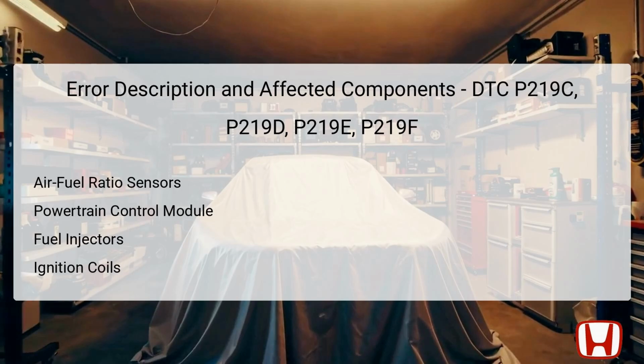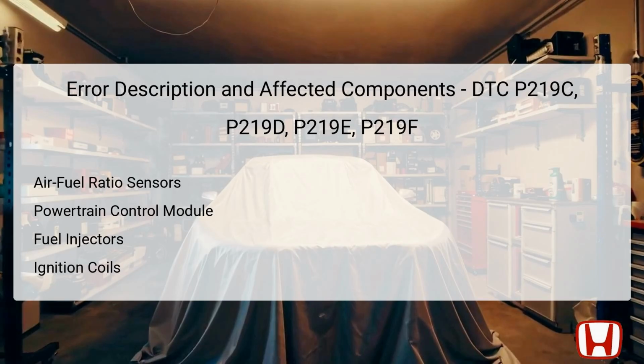The primary components involved in triggering DTCs P219C, P219D, P219E, and P219F include the air-fuel ratio sensors, the Powertrain Control Module (PCM), fuel injectors, and ignition coils. The air-fuel ratio sensors measure the proportion of air and fuel entering the combustion chamber, ensuring optimal combustion. The PCM is responsible for processing data from these sensors and controlling the fuel delivery and ignition timing.